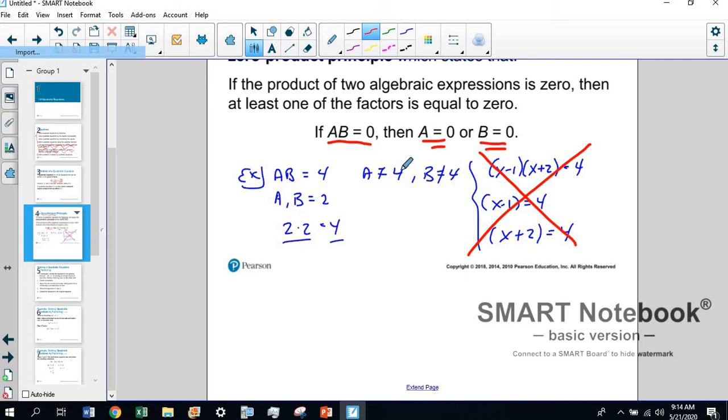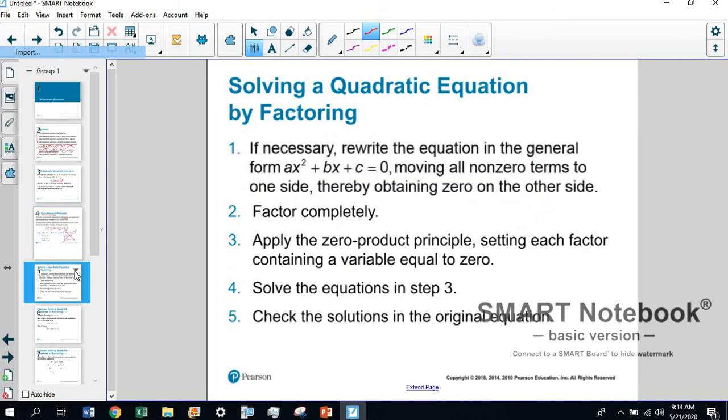Okay? So factoring is only good if you can set the equation equal to 0, if you're trying to solve it, that is. All right? So to solve by factoring, you set it equal to 0, factor completely, and move through the process. Okay, it's a pretty straightforward process. You can pause the video and write these down if you like. We're just going to do an example.